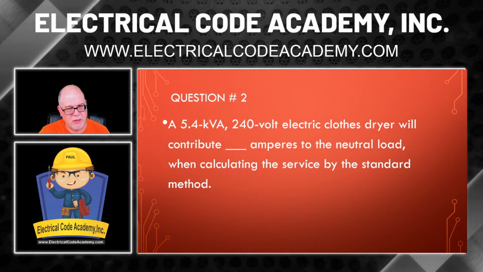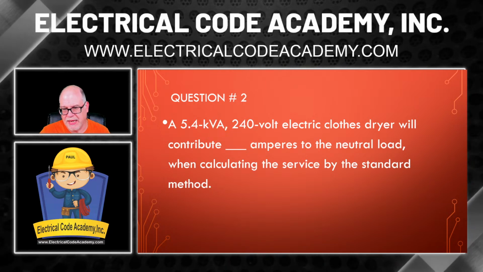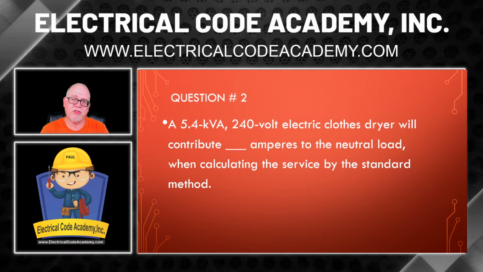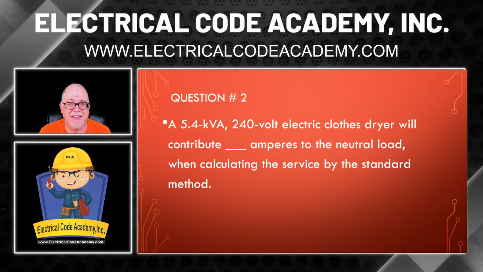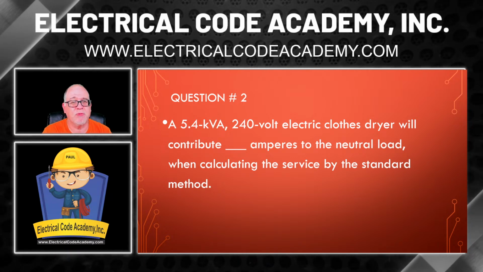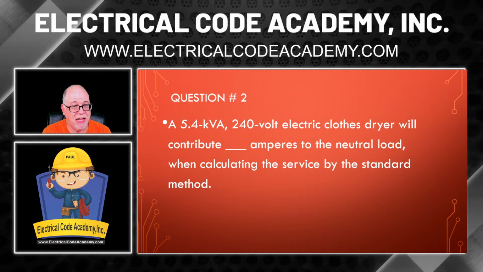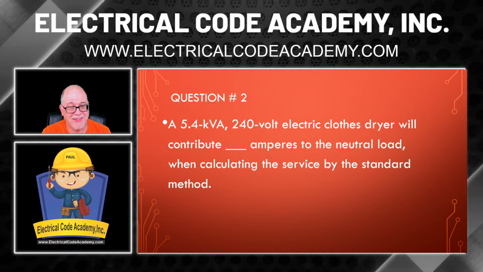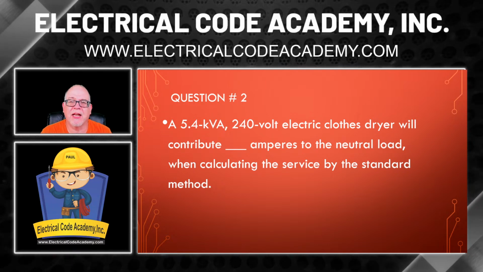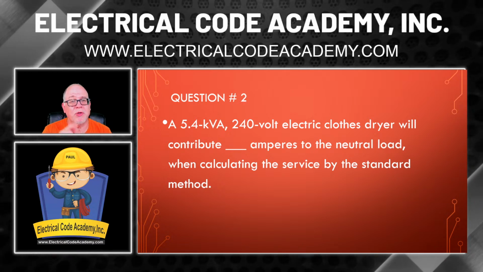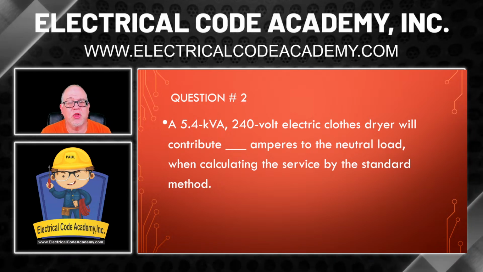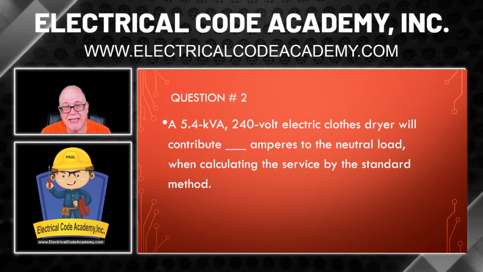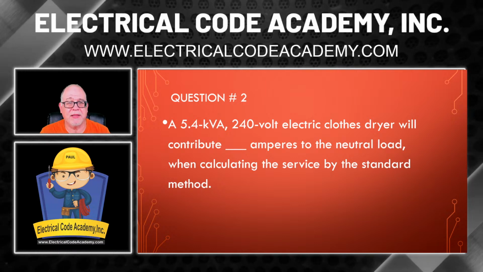All right, so the next question we're dealing with is one that's going to be asking about, looks like, electric clothes dryers. So the question is, we have a 5.4 kVA, so that's 5,400 VA, 5,400 watts, or 5.4 kW. See how that works? 240 volt electric clothes dryer will contribute blank amperes to the neutral load when calculating the service by the standard method. Okay, so we know we're in the standard method.